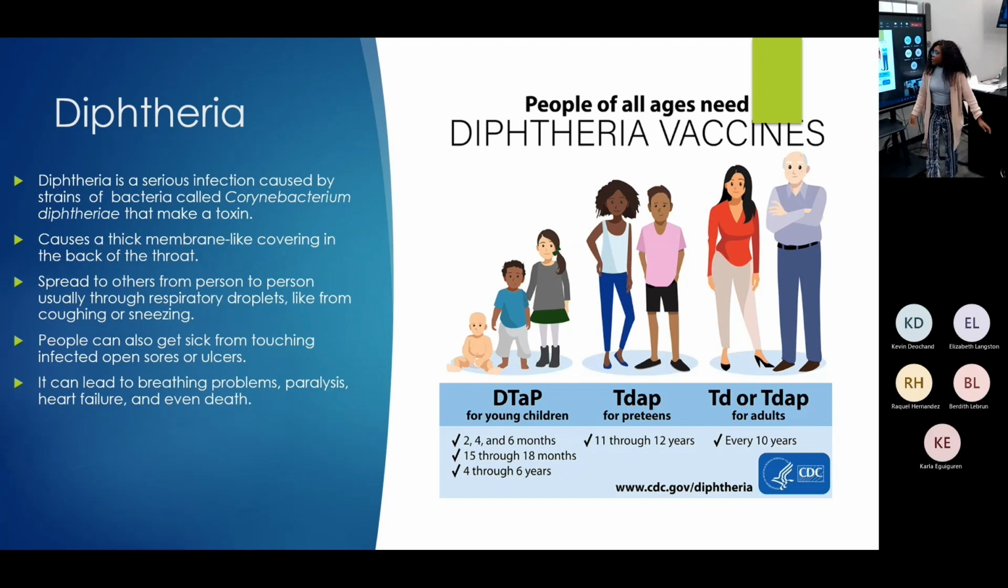And then diphtheria is a serious infection caused by strains of bacteria called Corynebacterium diphtheriae that make a toxin, and it causes a thick membrane-like covering in the back of the throat. It spreads from person to person, usually through respiratory droplets from coughing or sneezing. People can also get this from touching infected open sores or ulcers. It can lead to breathing problems, paralysis, heart failure, and even death. And then here's another picture of the vaccines, similar to the tetanus.